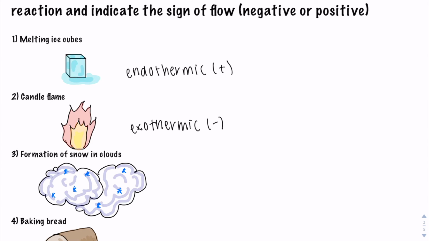Number 3, formation of snow in clouds. So again, this is an exothermic reaction. So this is negative. This means that the system is becoming cooler. So the snowflakes are becoming cooler.